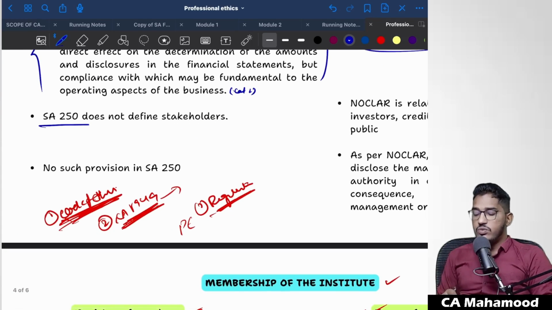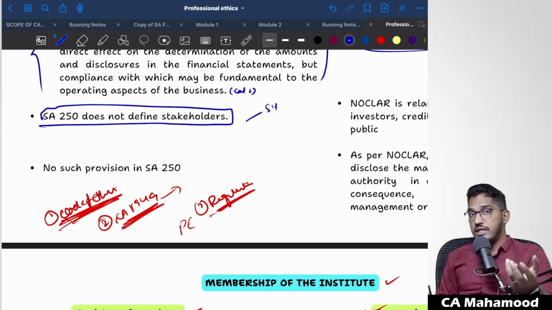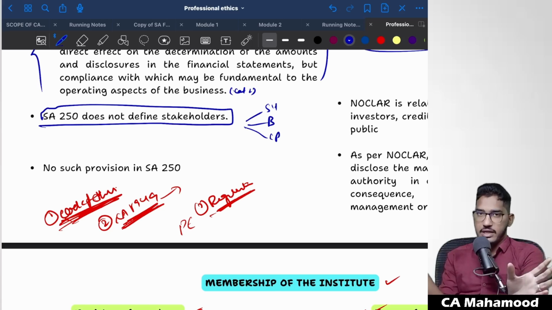Next one. SA 250 does not define the term stakeholders. They did not say laws and regulations affecting which persons have to be reported. Should I report the laws and regulations which are affecting shareholders? Should I consider the laws and regulations which affect the bankers? Should I consider the laws and regulations which are affecting the common public? They did not address. They have told general laws and regulations.